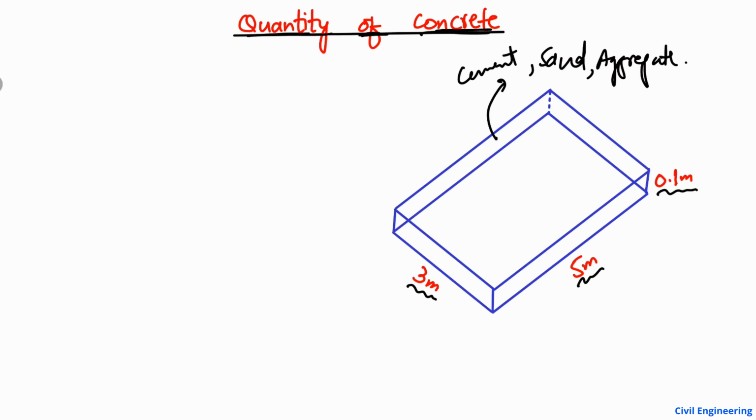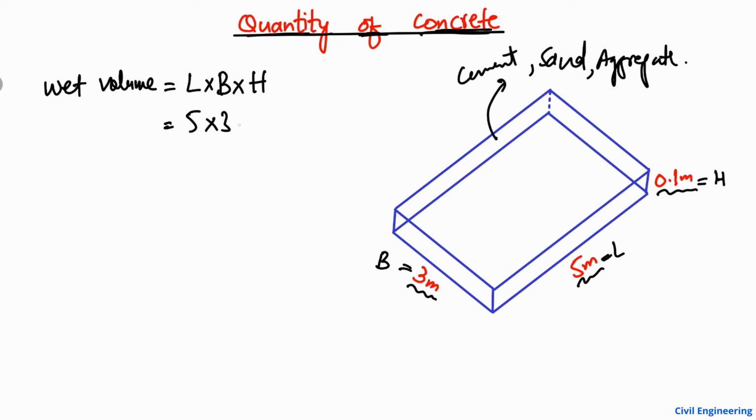The first thing is to find out the volume of this solid slab. I call it wet volume. So the wet volume is equal to the length into breadth or width into height of this slab. This is the length L, this is the breadth or the width of the slab, and this is the thickness or the depth of the slab. So we will put in the values: length is 5 meter, breadth is 3 meter, and height is 0.1 meter.